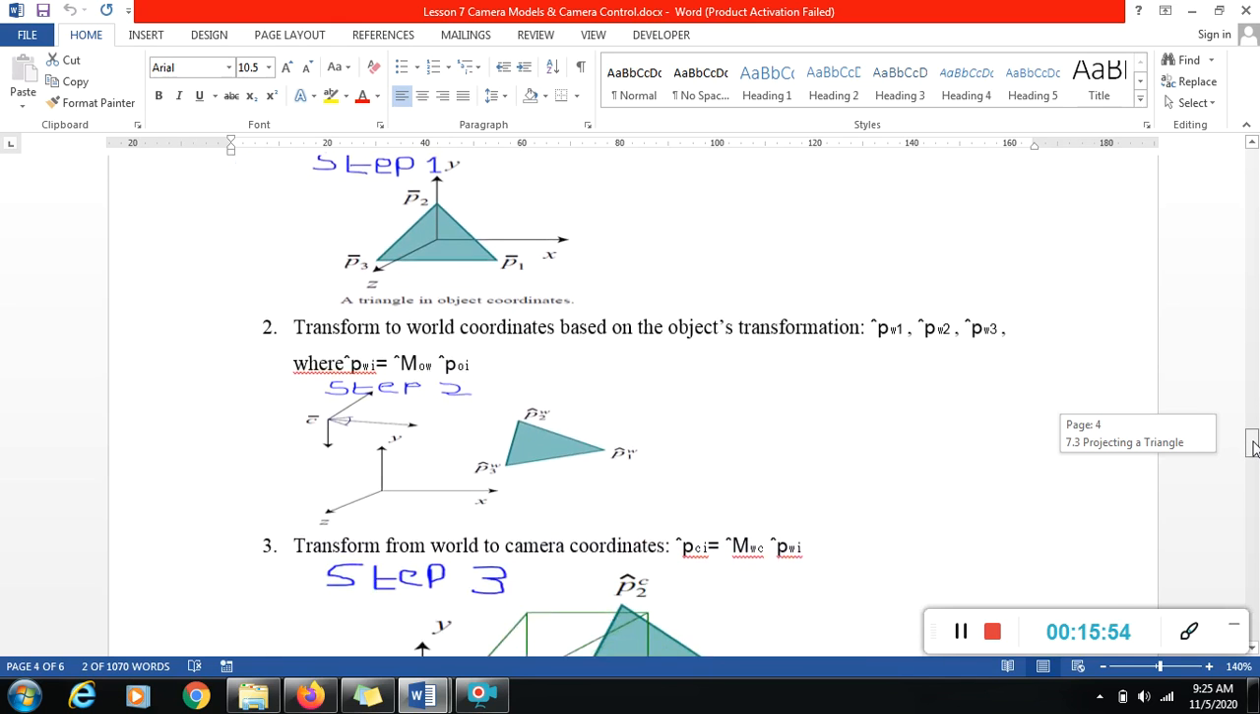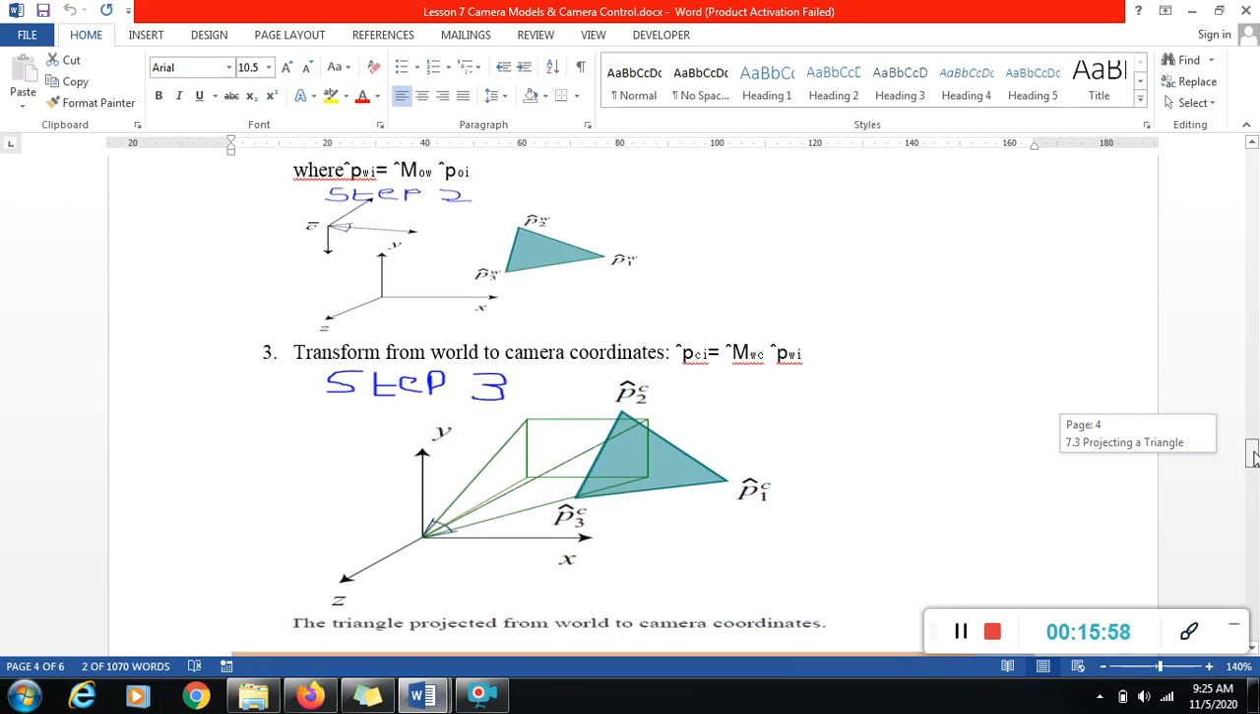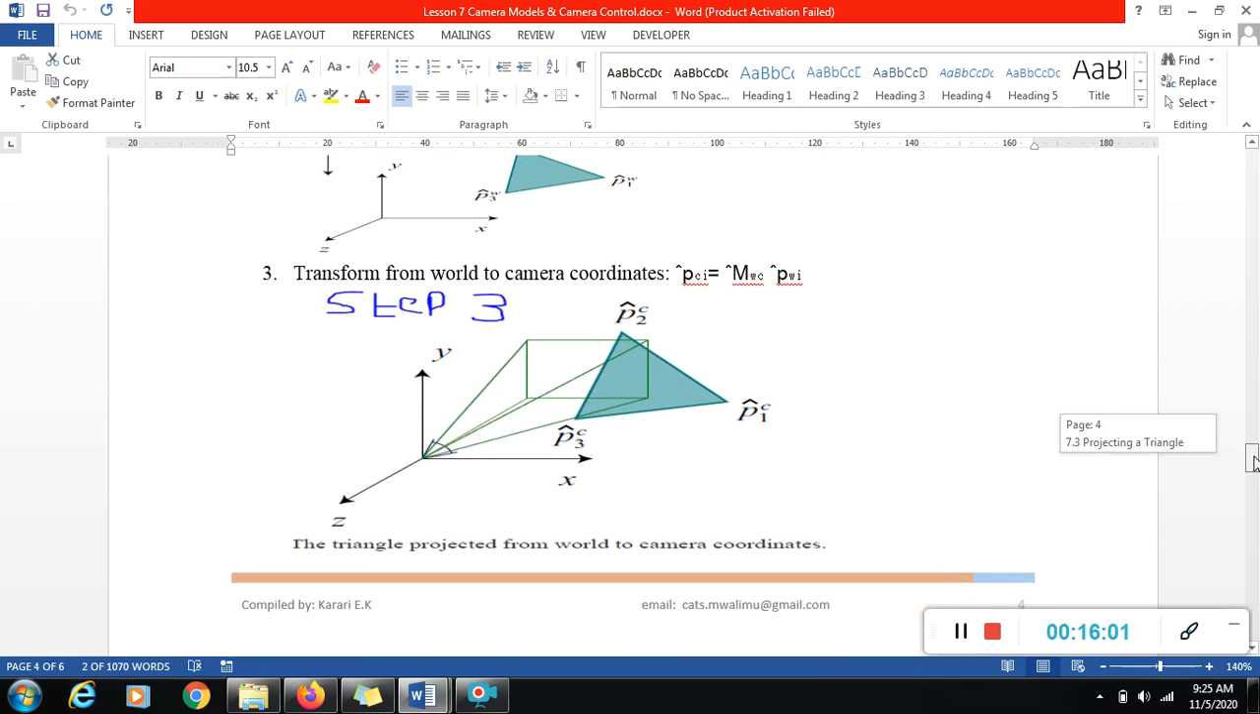Of course, this transformation is basically an addition when it comes to matrices, from a matrix point of view. We transform from world to camera coordinates. Now these are the camera coordinates, and we transform these world coordinates to camera coordinates.